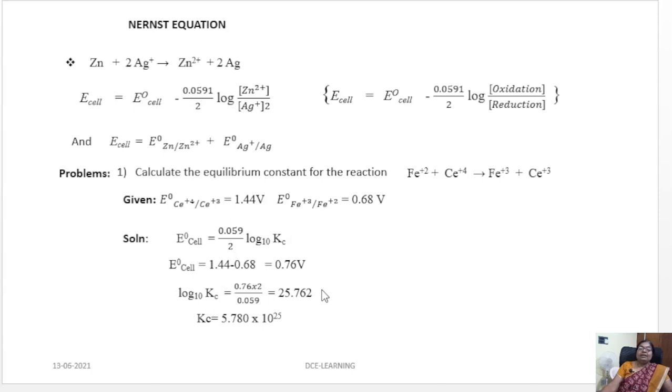This is how we calculate the equilibrium constant for the reaction between iron and cerium.